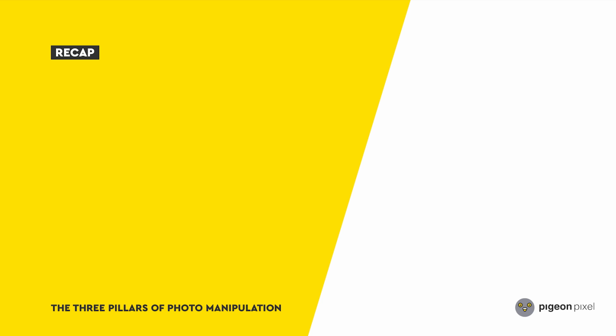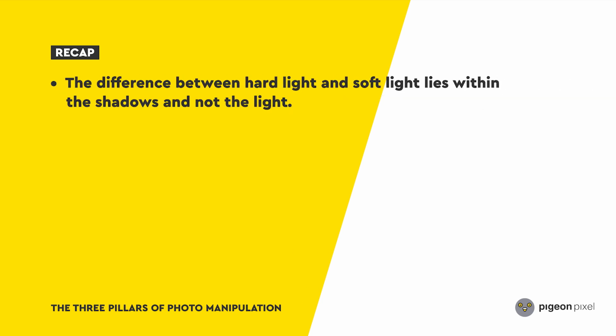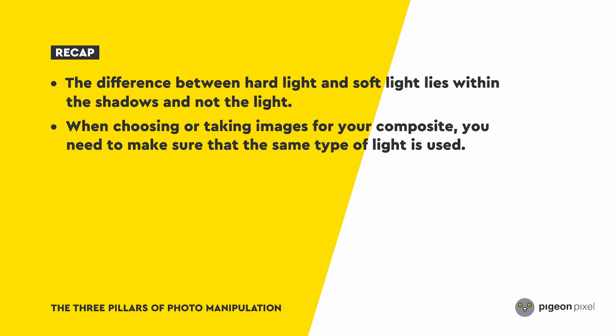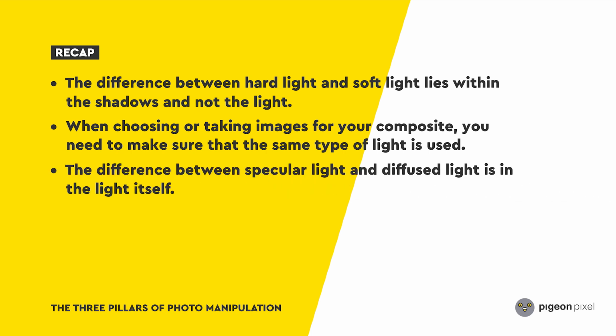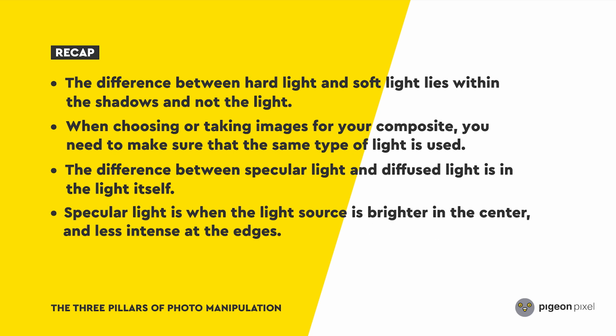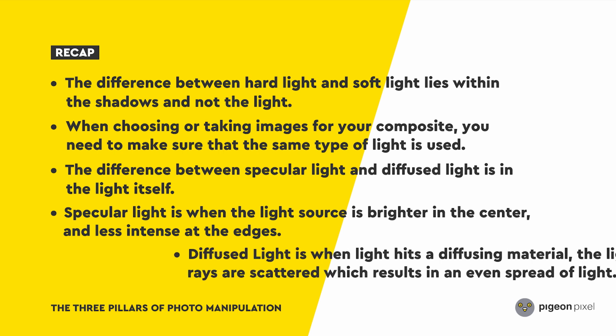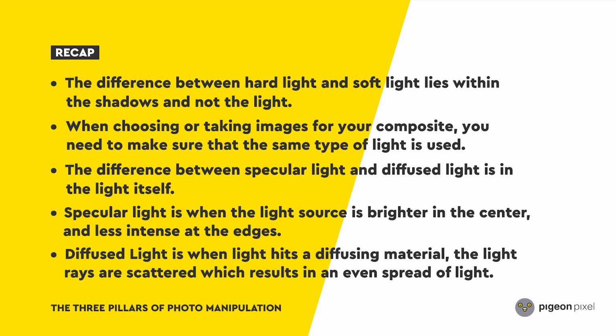Let's do a quick recap. The difference between hard light and soft light lies within the shadows and not the light itself. This depends on the size of the light source in relation to that of the object. When choosing or taking images for your composite, you need to make sure that the same type of light is used. Either hard or soft light. The difference between specular light and diffuse light lies in the light itself. Specular light is when the light source is brighter in the center, and less intense at the edges, which fades into darkness. Diffused light is when light hits a diffusing material, the light rays are scattered which results in an even spread of light.